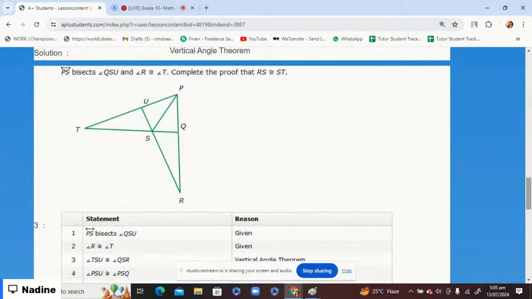Now look at the third one. They are saying, look at the figures, that here one line is given, which is PS. That it bisects. What is the meaning of bisect? First of all, let me tell you why we are using the word bisects.